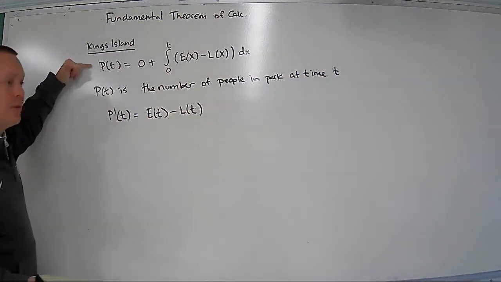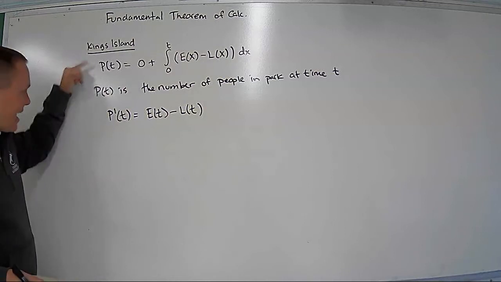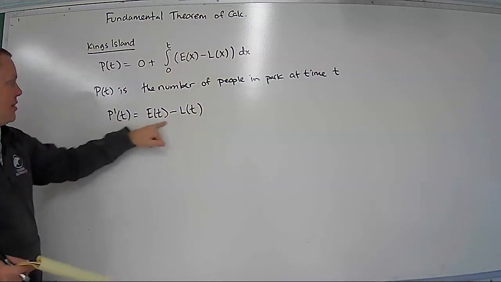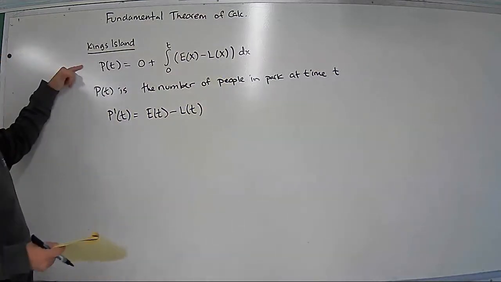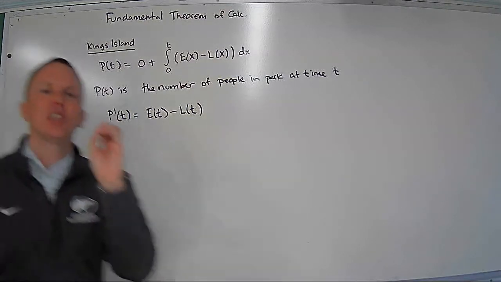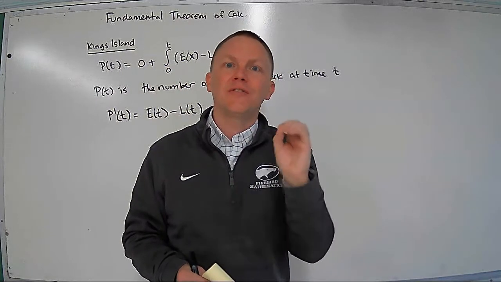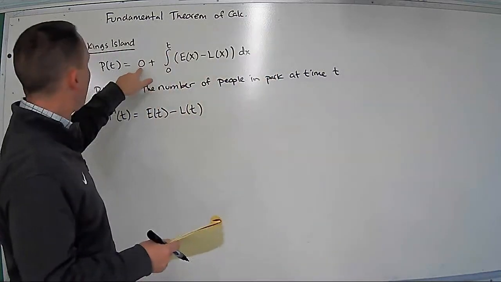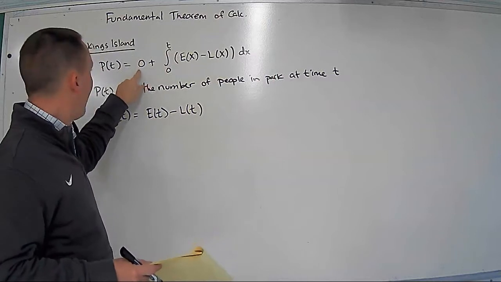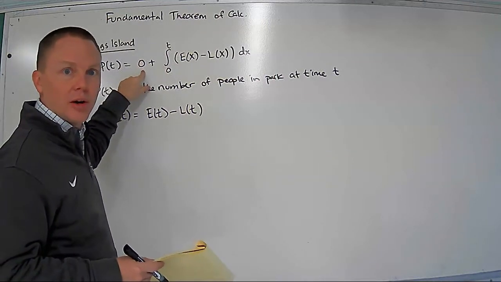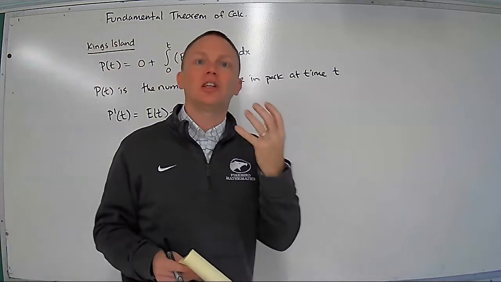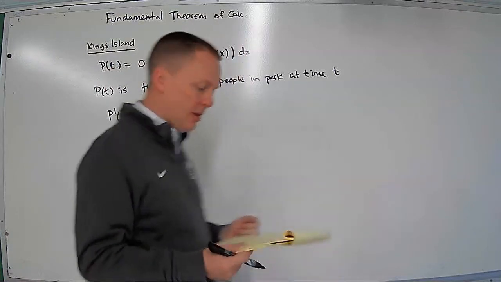So this function p is actually an antiderivative of E of t minus L of t. It's just a weird way of representing the antiderivative. It's a special antiderivative that identifies the chips. The chips are right here. It's saying, I know that at t equals 0, there were 0 people in the park. That's like that initial condition, that initial value.